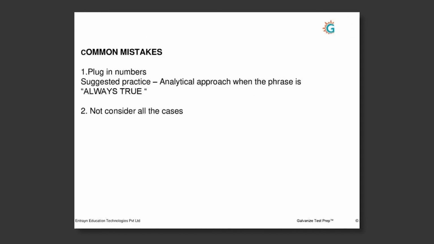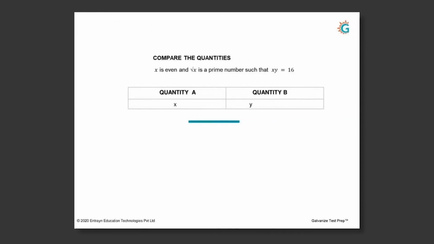I'm sorry. Compare the quantities. X is even, root x is a prime number such that xy is equal to 16. Quantity A is x, quantity B is y. The time starts now. A few seconds, just 30 seconds for you to solve this problem. Or maybe I should give you less than that time. It's a very simple problem, one of the simplest problems asked in GRE.